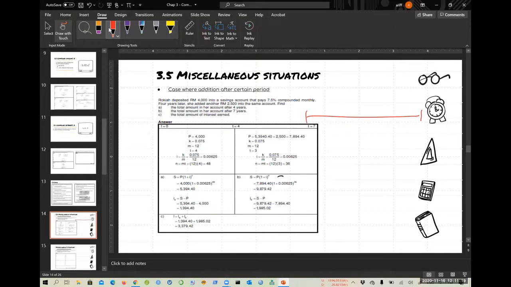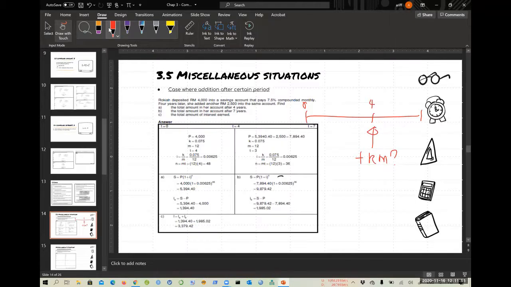Okay, it starts at time 0. And then 4 years later, setelah 4 tahun, dia tambah satu nilai. So kat sini ada perubahan. So plus RM something, right? Okay, kat sini katakan RM 2,500. And then the money will be kept in the same account until 7 years.